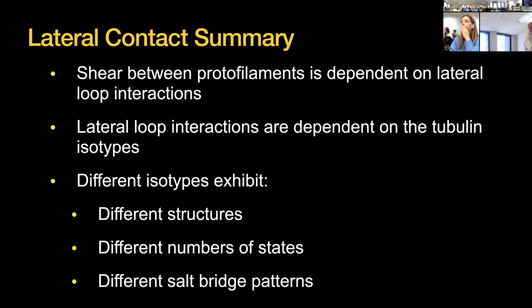And in these lateral interactions, we see dependence on the type of isotypes that we put in there, and we've only so far looked at 3 of them, so they all look different. So far these show different structures, in terms of secondary structure as well as tertiary structure, different numbers of states, and different numbers of salt bridges between and within the loops.